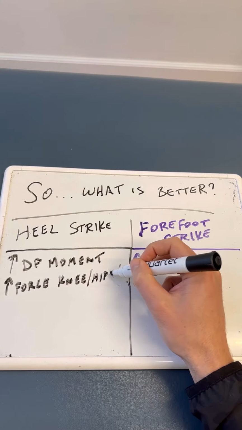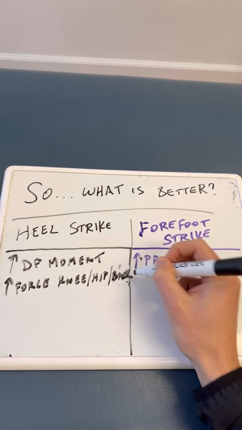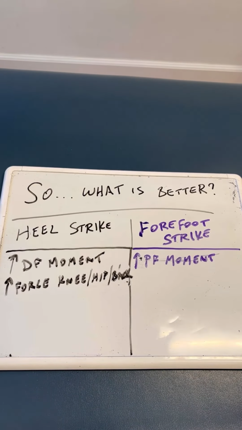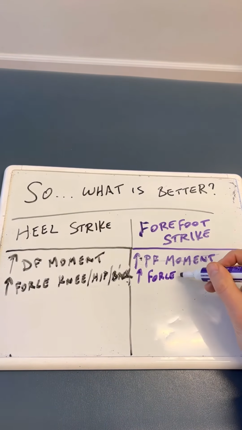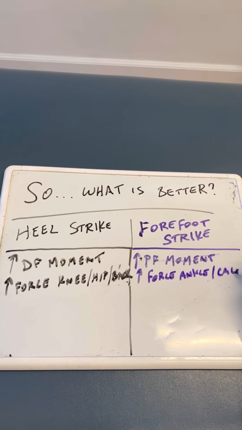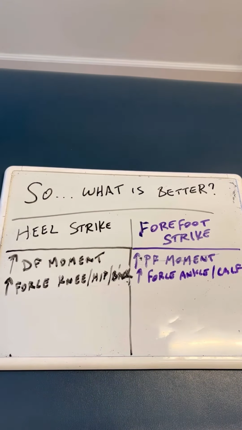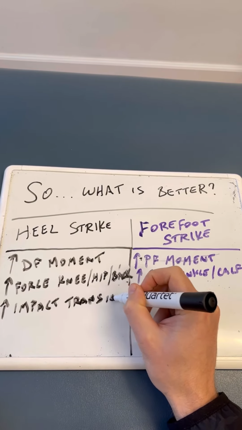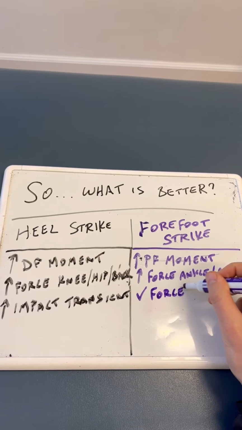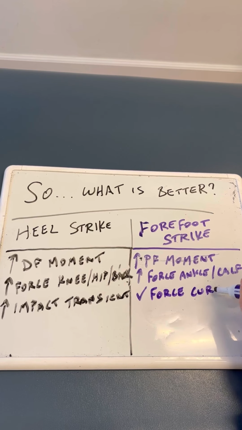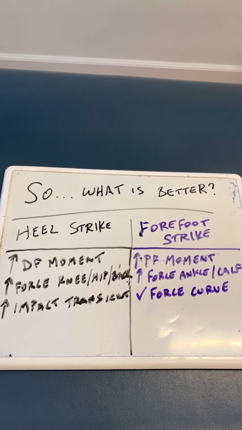Moving up the chain, a heel striker will experience a lot more stress to the knee, hip, and back because it's creating a higher demand above the ankle. Whereas a forefoot striker, it's a bit more distributed evenly through the foot, ankle, and lower leg stabilizers. As we previously mentioned, a heel strike creates a higher impact transient, while a forefoot strike creates more of a uniform curve of force distribution.